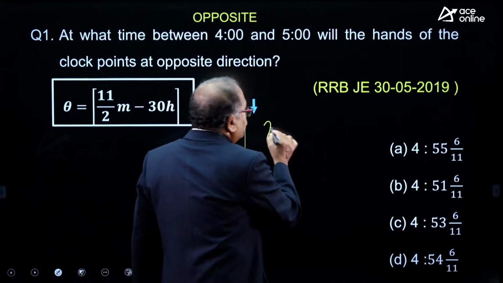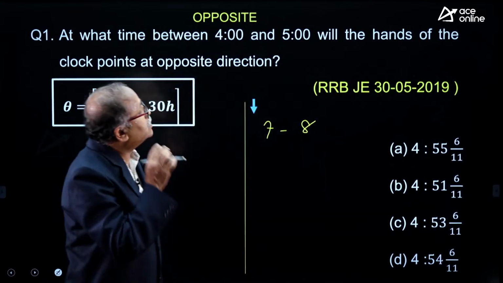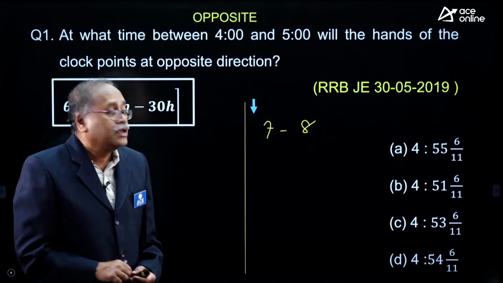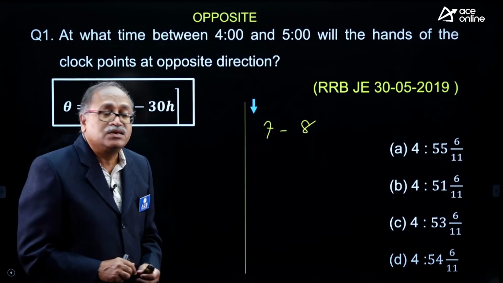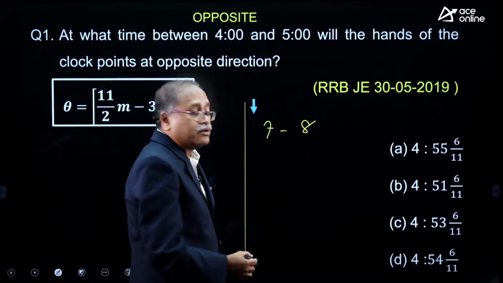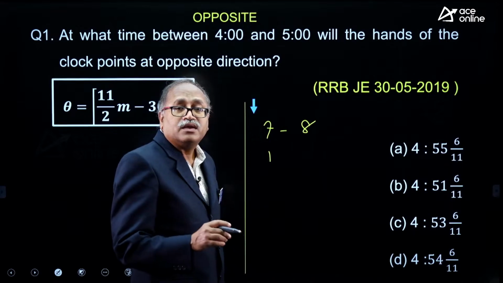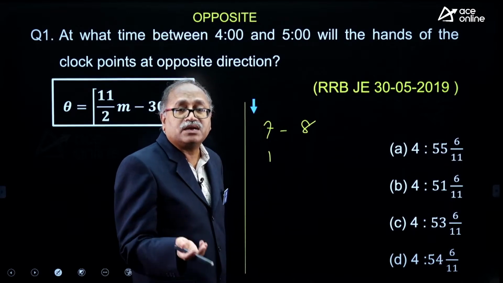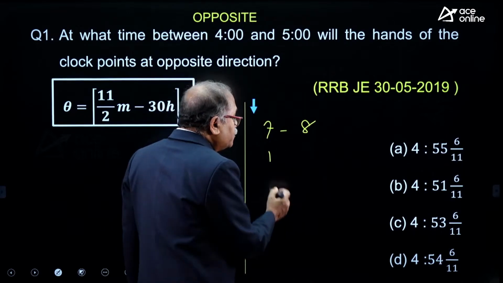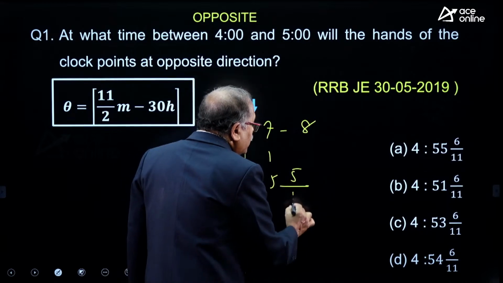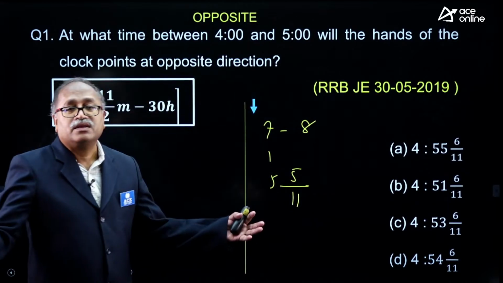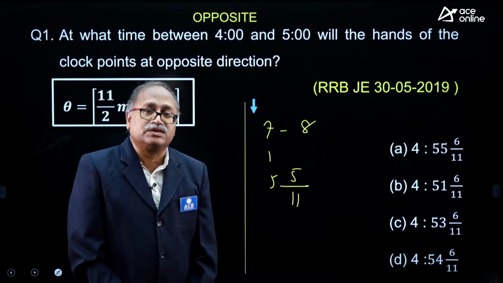Between 7 and 8, at what time will the hands of the clock be opposite to each other? Is 7 not greater than 6? So take out 6 from here. What do you get? You get 1. If the minute hand is at 1, what is the minutes? 1 into 5 is 5. Your answer is 5 and 5 by 11 minutes past 7. The hands of the clock will be opposite to each other.